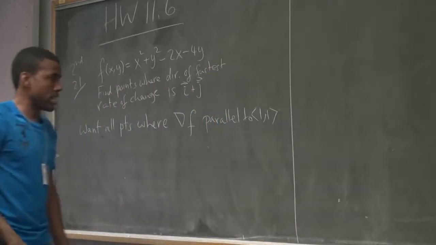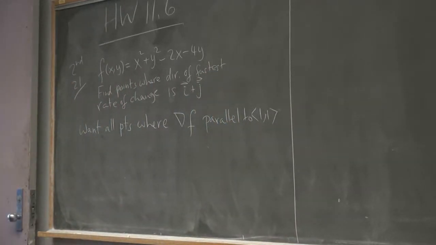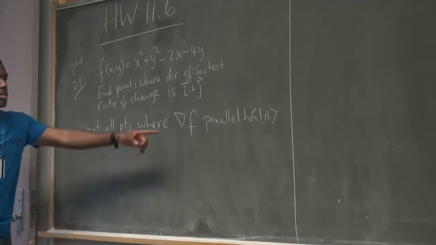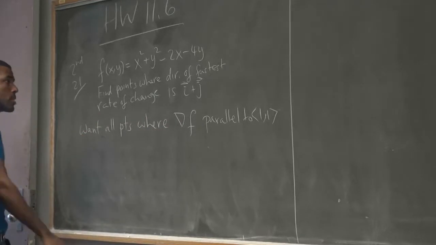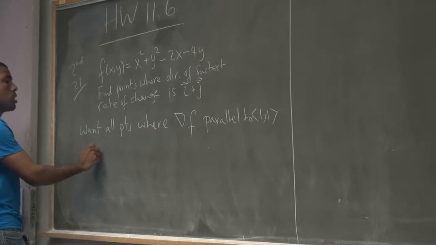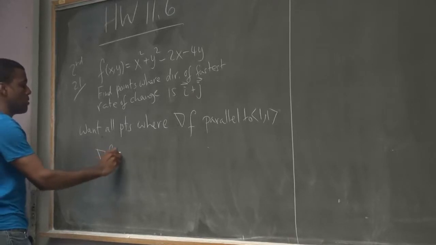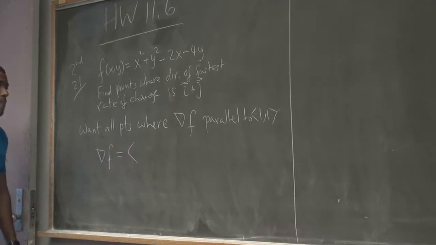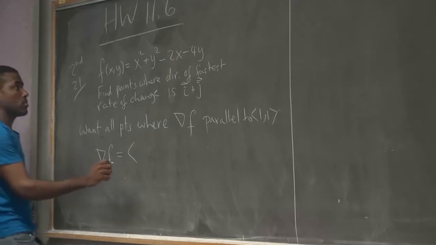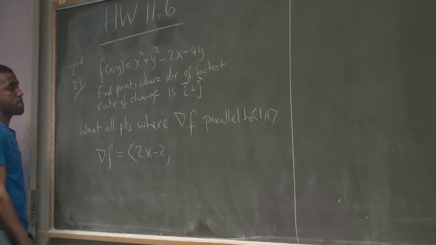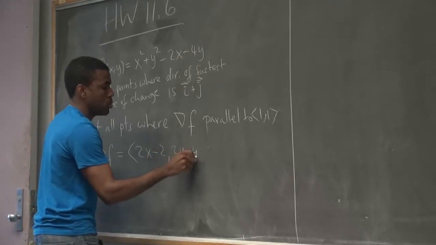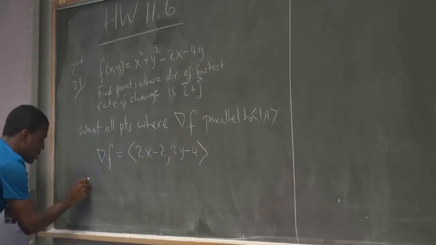Where is the gradient vector actually parallel to that vector? It wouldn't have to necessarily equal the unit vector. No, it won't have to be equal, because there's no guarantee that this has that magnitude. Okay, so let's first do gradient f, which in this case is what? 2x minus 2, 2y minus 4.